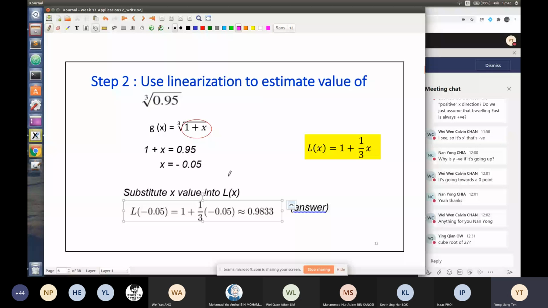Okay, so you can see that 1 plus x is 0.95. Apologies, this part, take note. 1 plus x is 0.95, so x has to be minus 0.05. Okay, x is not 0.95 itself.